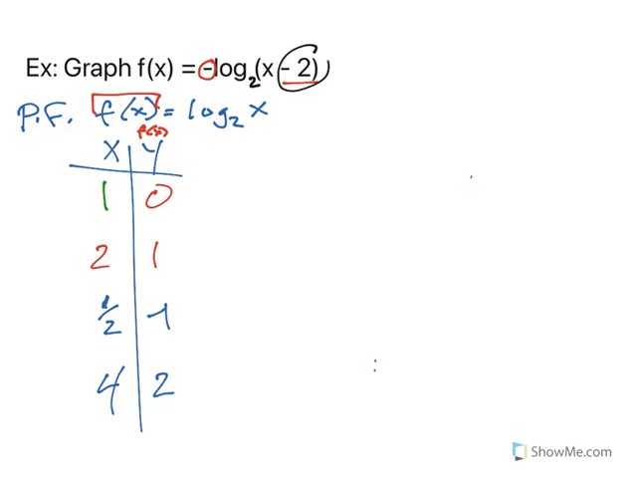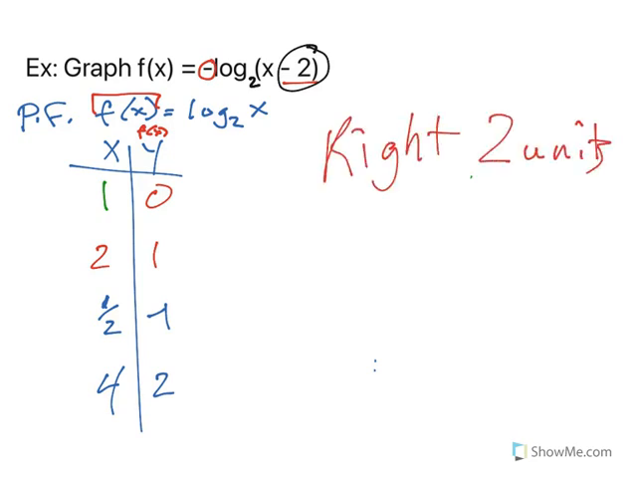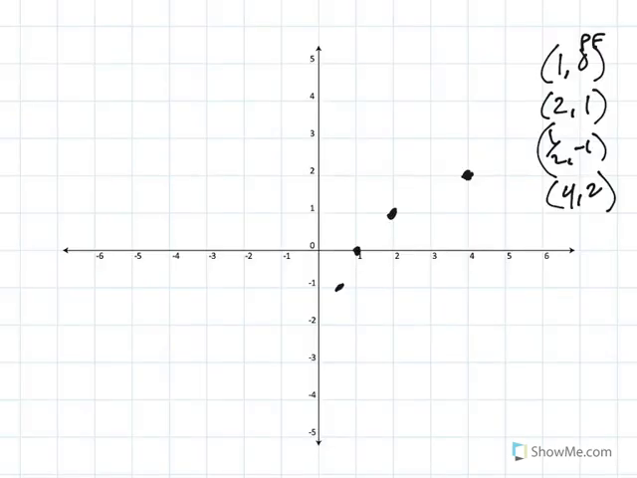Now, the horizontal shift. The horizontal shift moves everything to the right 2 units. Just everything to the right. Okay, so let's do that. If I move everything 1, 2, 1, 2, 1, 2, 1, 2. Great. So that's all we do for right now.